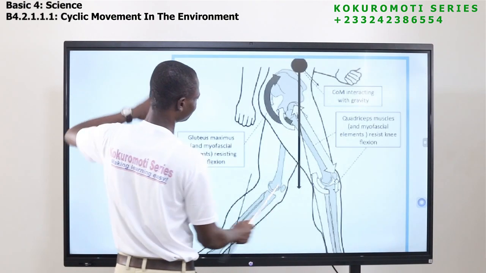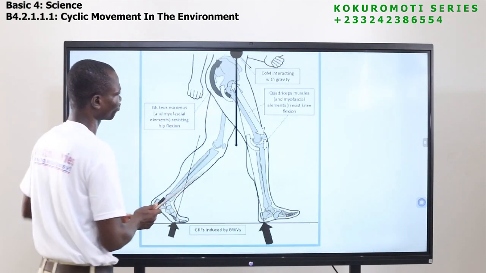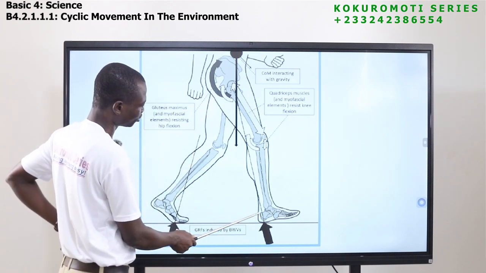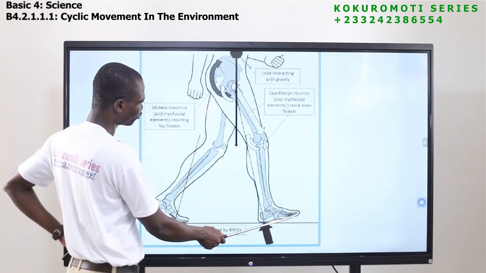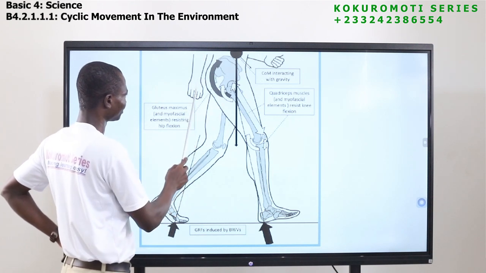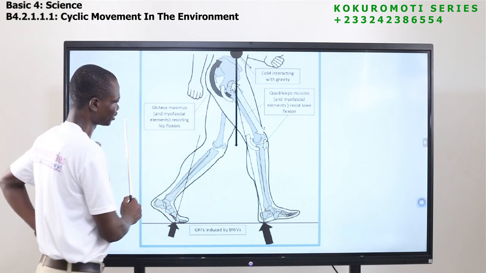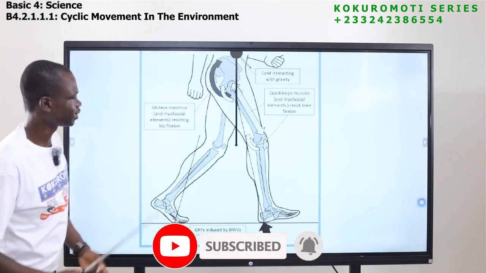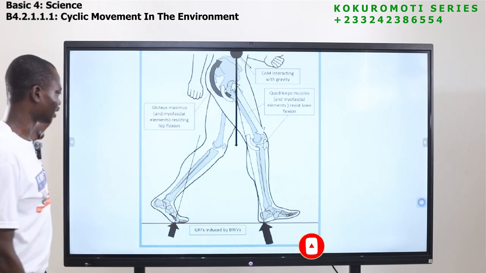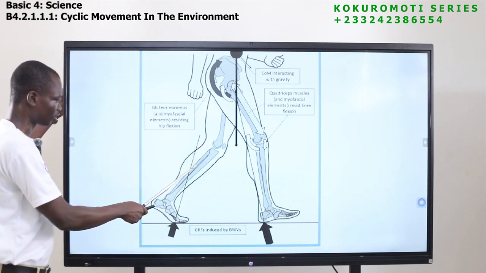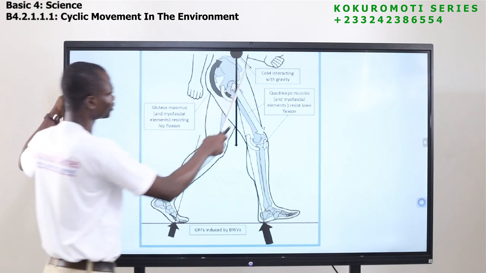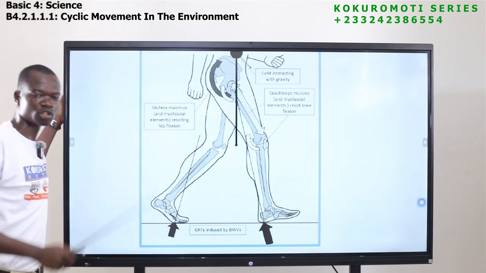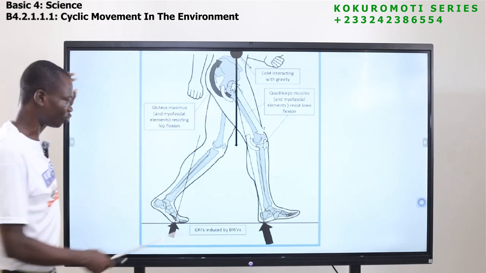So let's look at this. This is the right leg. Have you seen it? This is the right leg. So the right leg has moved forward, but the right hand is at the back. So anytime the right leg goes forward, the right hand will move back. Anytime the left leg goes back, the left hand will go forward. And this movement in our body is also another form of cyclic movement.